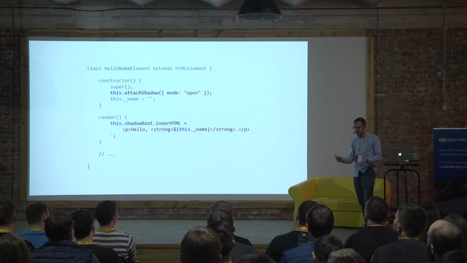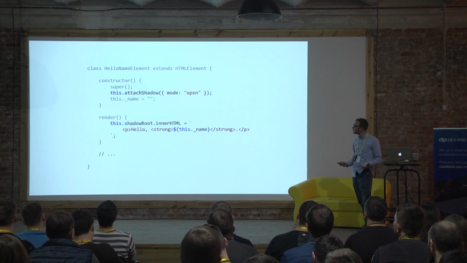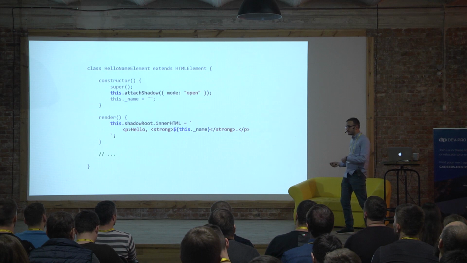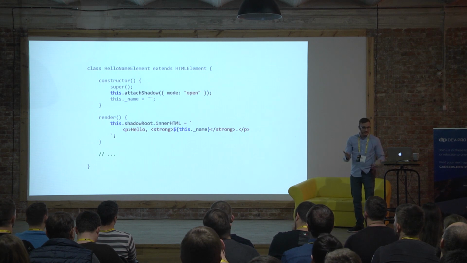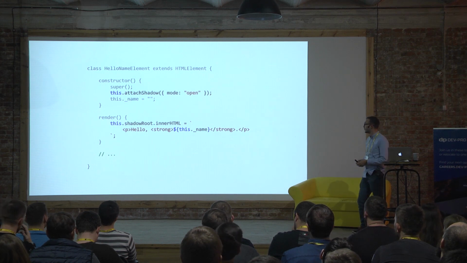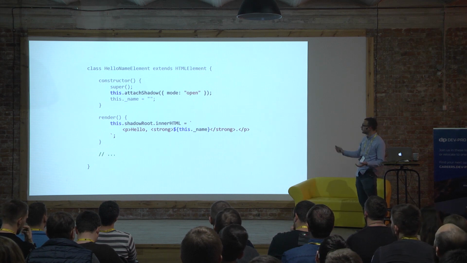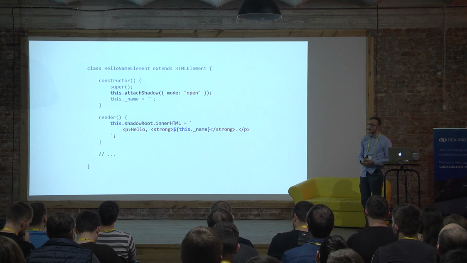So to get this encapsulation benefit, we need to create something called a shadow root. And we do this simply by calling the attachShadow method on the element instance. So here I'm just doing that in the constructor. And then instead of placing the template as direct children to the custom element itself, we then need to place that template inside this encapsulated sub-DOM tree. And we do that by using the shadowRoot property, which is available once you've called the attachShadow method. And again, you can just use innerHTML to put the template inside that shadow root.